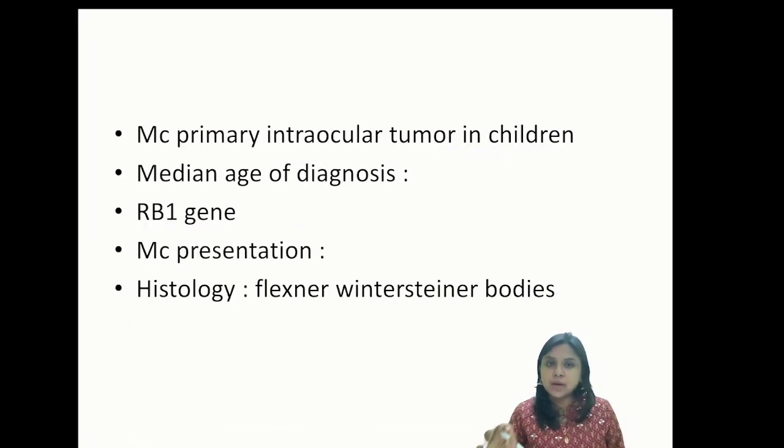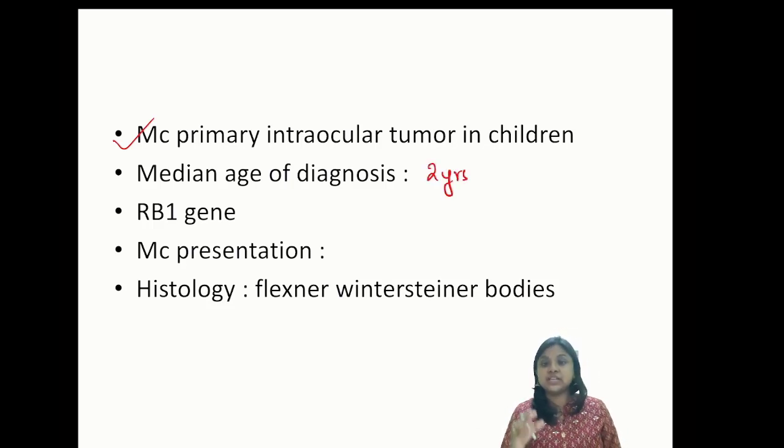So it is the most common primary intraocular tumor in children, one of the future one-liners which can be asked. What is the median age of diagnosis? It is 2 years. Just remember it is below 5 years. In Nelson it is mentioned that it is 2 years. You can just remember it. Below 5 years usually diagnose it. And it is RB1 gene.